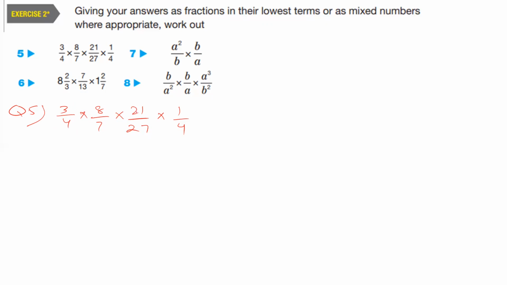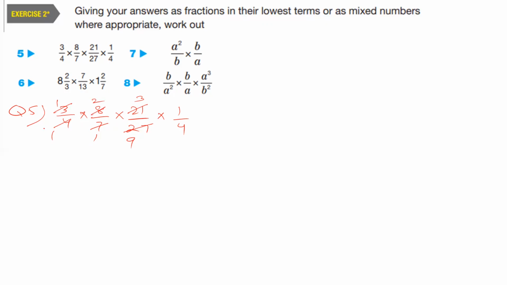So we check this 3. Okay, we go for 3. 3 times 1 is 3. 3 times 9 is 27. Now we know 7 and 21 can cancel. So 7 times 1 is 7. 7 times 3 is 21. Now we check for 4 times 1 is 4. 4 times 2 is 8.